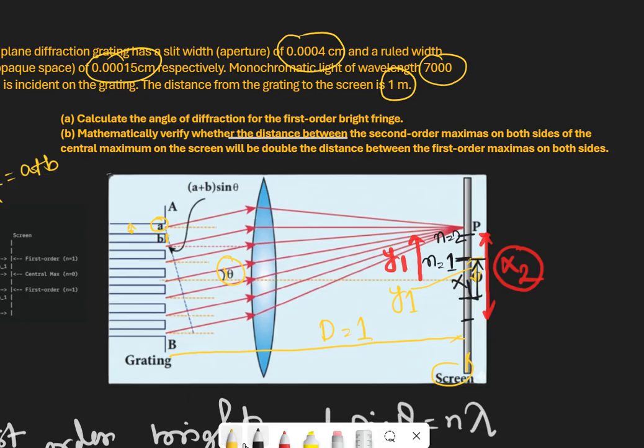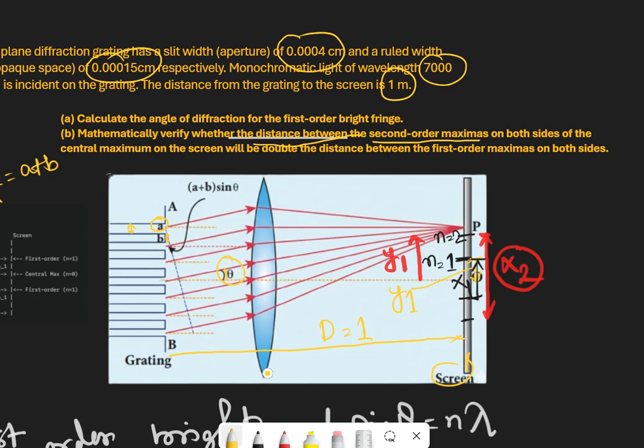Now let's again check the question. Mathematically verify the distance of the second order maxima on both sides, which is x1, from the central maxima.